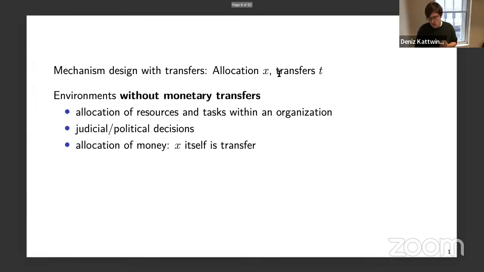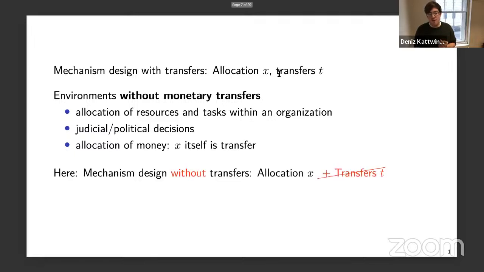And finally, one special case is the allocation of money itself. If the good that we allocate is money itself, so if you think about redistribution or a federal government allocating money to local governments, then actually we don't have these two instruments, because they're the same. Money is money. We cannot use side payments to incentivize agents. So in all these situations, we are in a world of mechanism design without transfers.